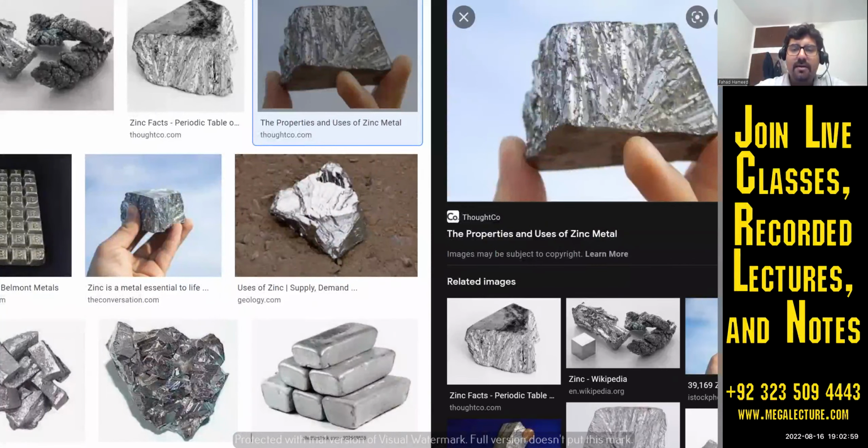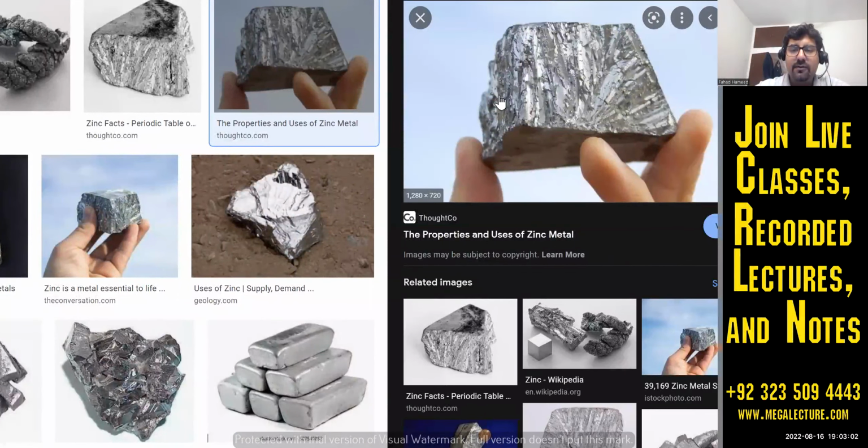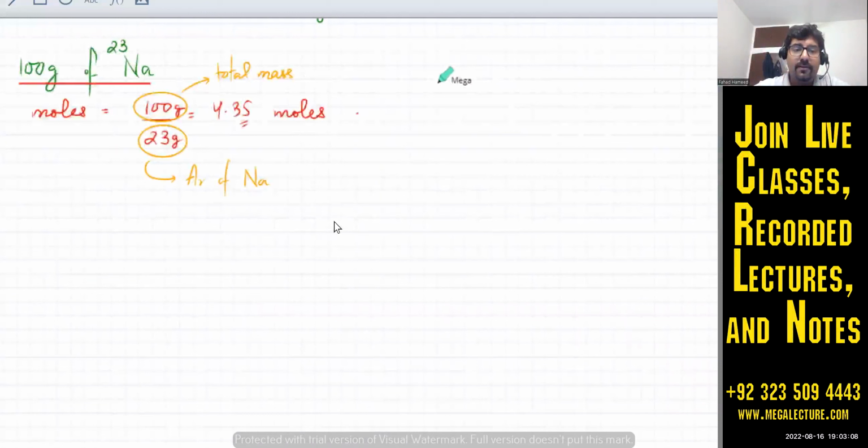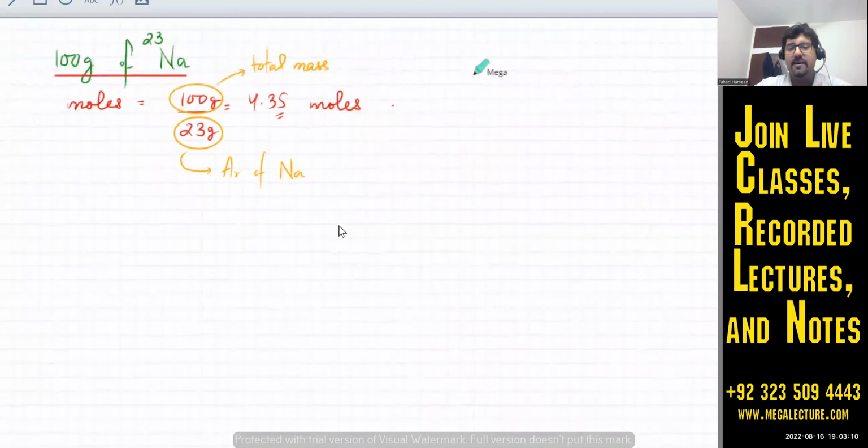So how do I figure out how many moles I've got? I'm going to take the total mass and divide it by the molar mass of zinc. Okay, that's what I'm going to do. So let's say I've got 30 grams of zinc. I want to know how many moles I've got.